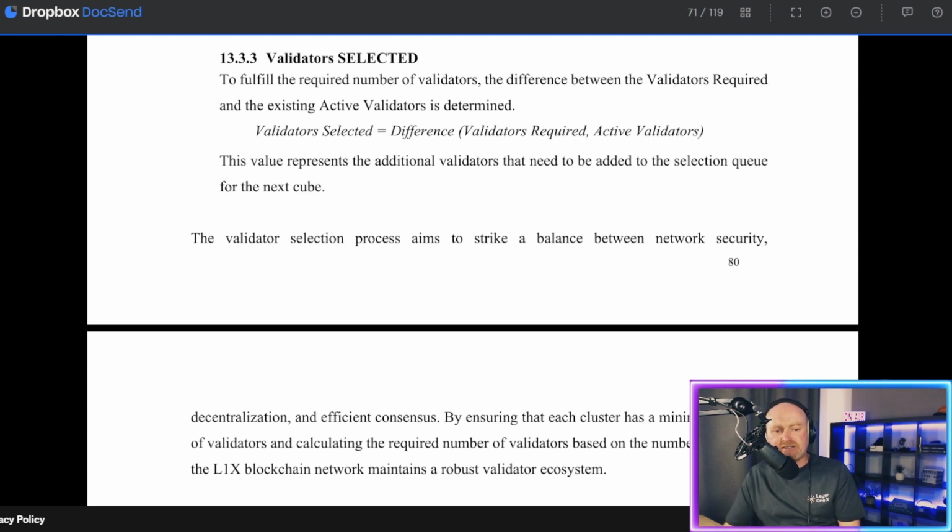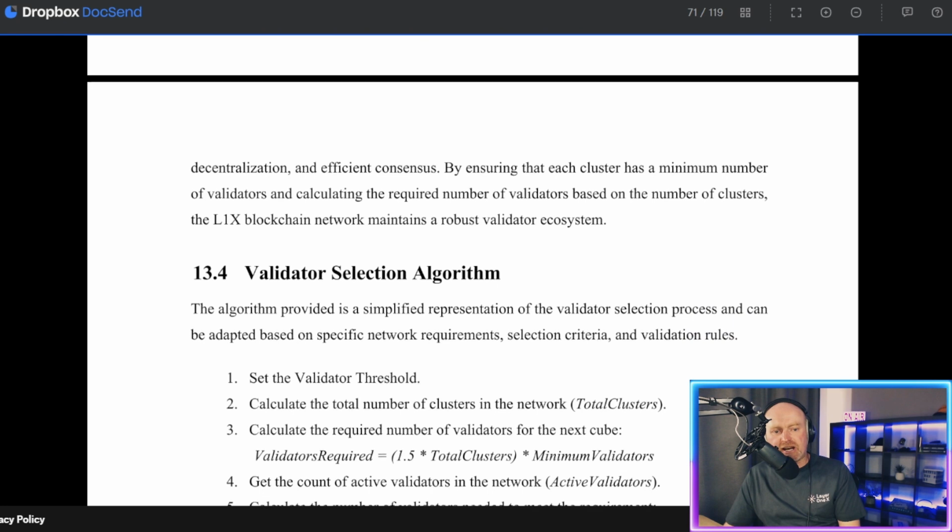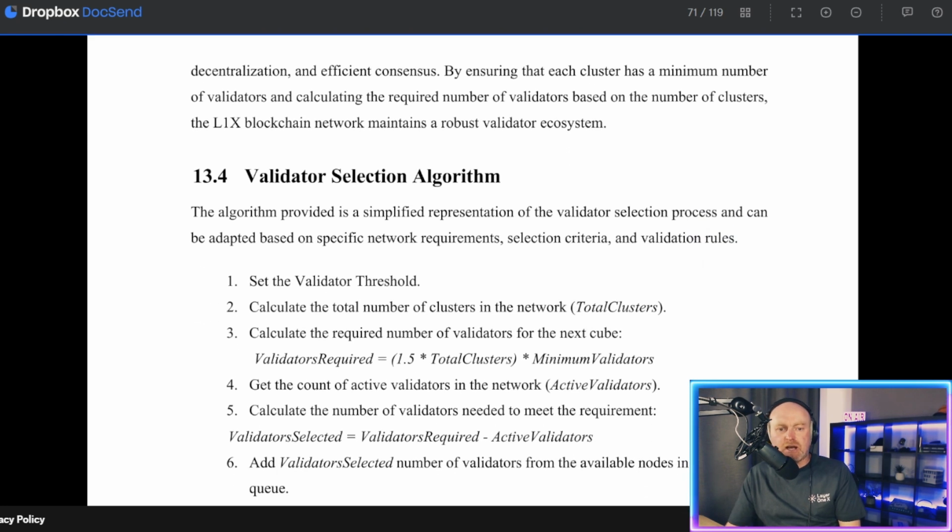The validator selection process aims to strike a balance between network security, decentralization, and efficient consensus. By ensuring that each cluster has a minimum number of validators and calculating the required number of validators based on the number of clusters, the L1X blockchain network maintains a robust validator ecosystem.